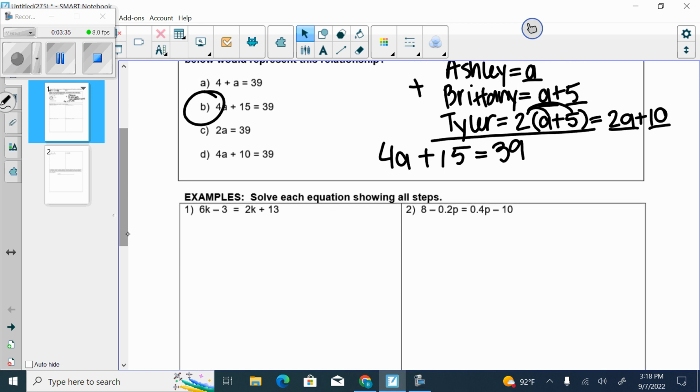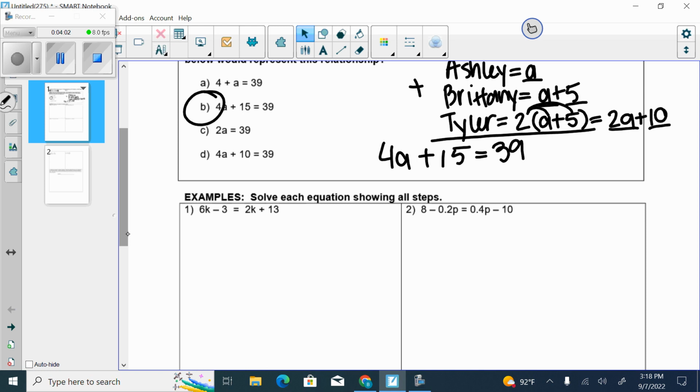All right, so example 1, we're going to solve these equations. Okay, so what would you guys want to do first on number 1? Add like terms. Okay, so on this side, can I combine the 6k and -3? On this side, can we combine the k and the 13? Okay, so there's no like terms to combine right now. So that means we're going to have to start moving stuff, right?